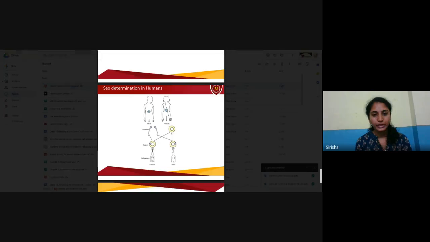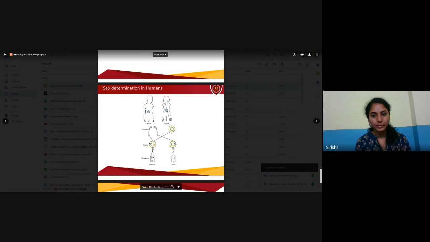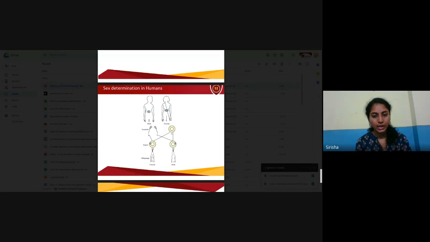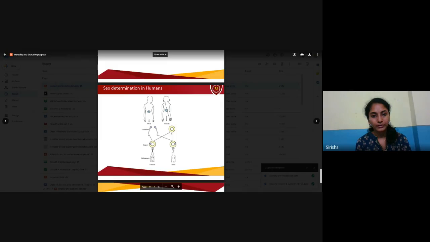Sex determination in human beings. See here, male and female. Male gametes are sperms, whereas the female gamete is the egg cell, right? So when both fuse together, the male has given either X or Y chromosome, and the female is X all the time. When the X from the male as well as the X from the female fuse together, a baby girl will be born. When the Y chromosome from the male gamete and the X chromosome from the female fuse with each other, a baby boy will be born.